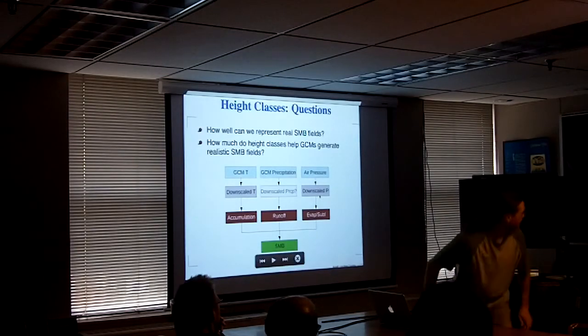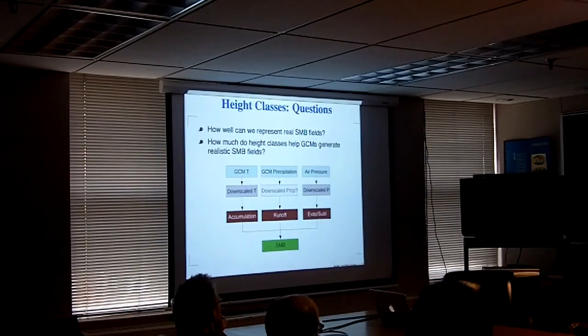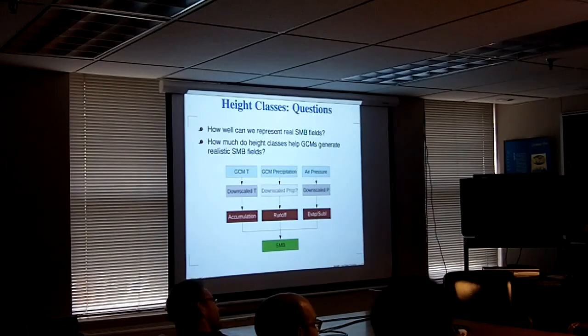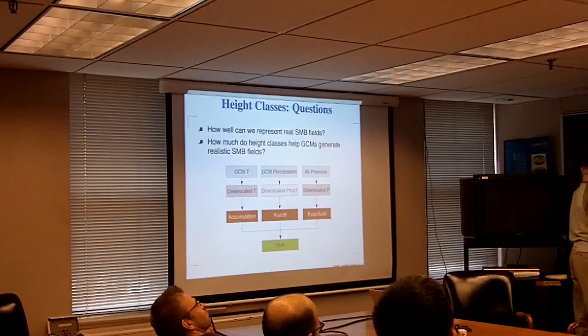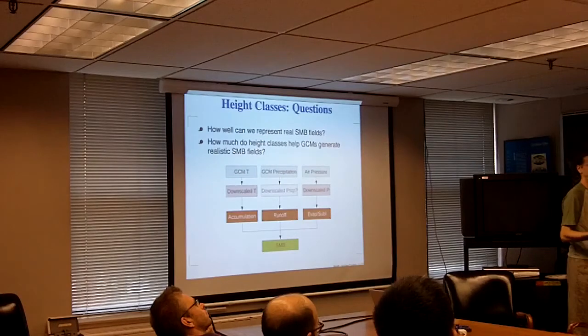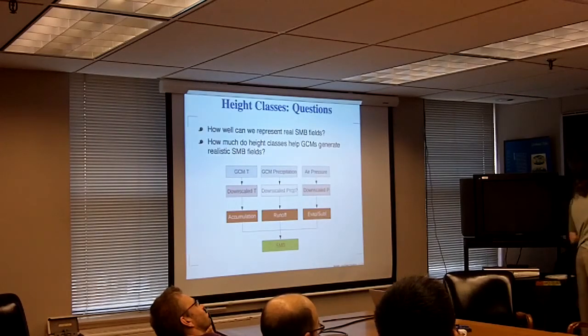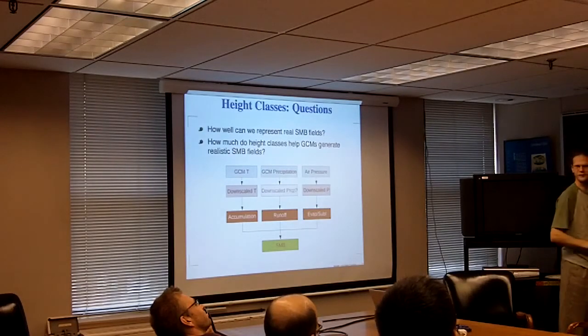If we have a big grid cell, here's our big GCM grid cell, and say it's an average of 1,000 meters elevation, and I'm sorry, I'm dumb. What's the typical air pressure value at 1,000 meters? 900 millibars would be fine. Okay, so we're at 900 millibars, right, for this cell.